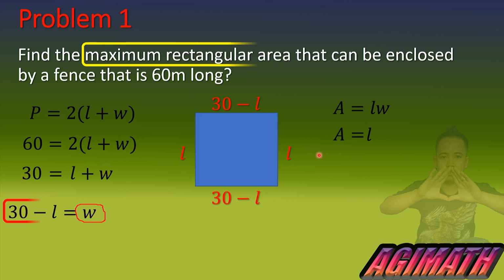So we have area equals length. The length is represented by L. The width is represented by 30 minus L. And then applying distributive property, L times 30 and L times negative L, you will have 30L minus L squared. And then transforming this one into its standard form, you will have A is equal to negative L squared plus 30L.